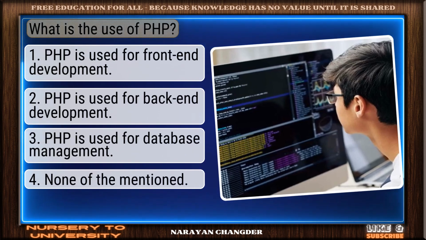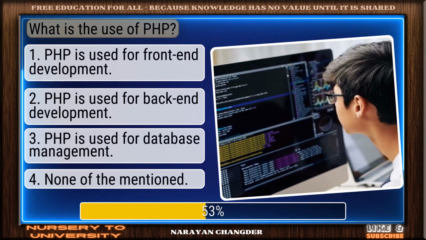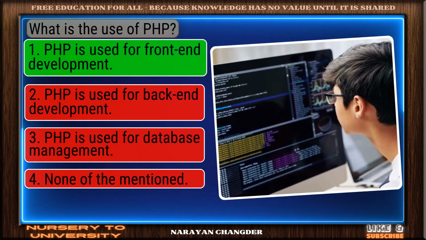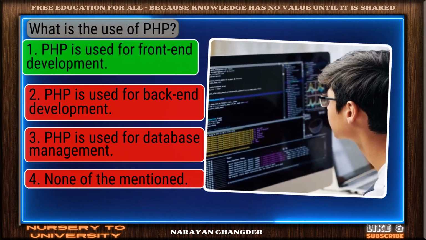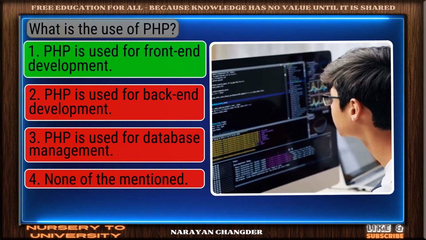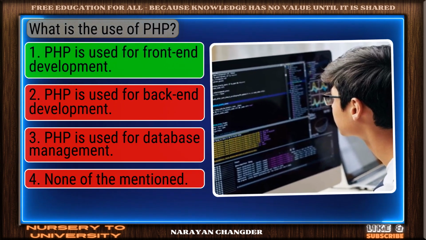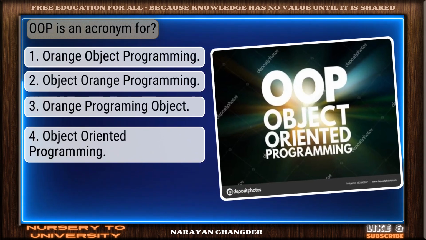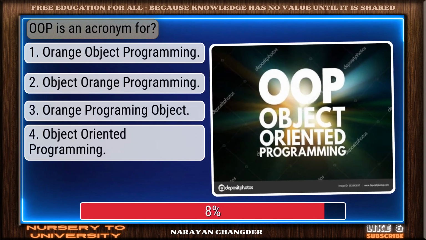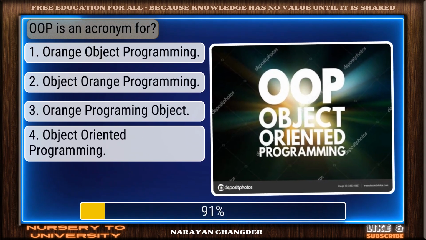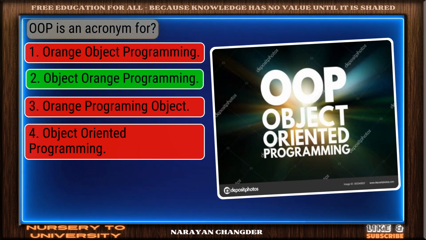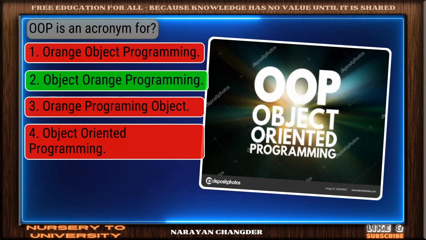Question number 69. What is the use of PHP? Nicely done. PHP is used for front-end development is a solid answer. Question number 70. OOP is an acronym for. Excellent. Object-oriented programming is a brilliant choice.